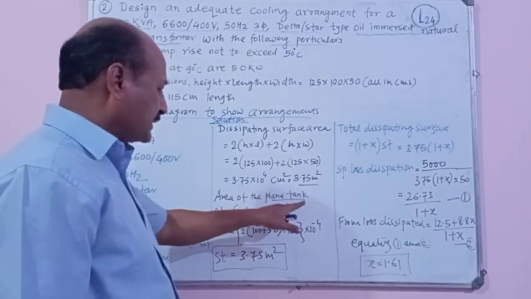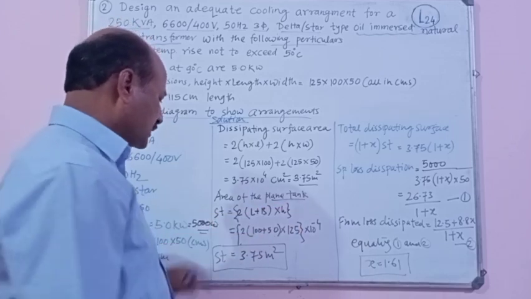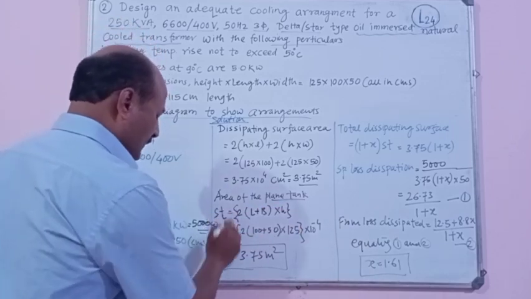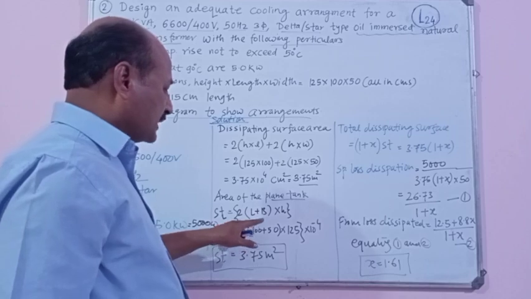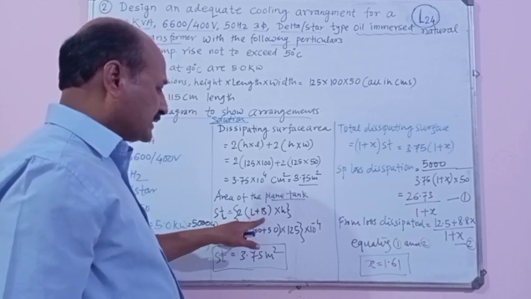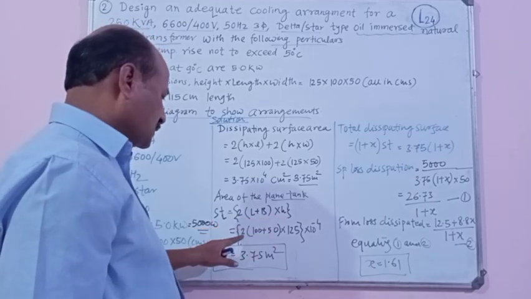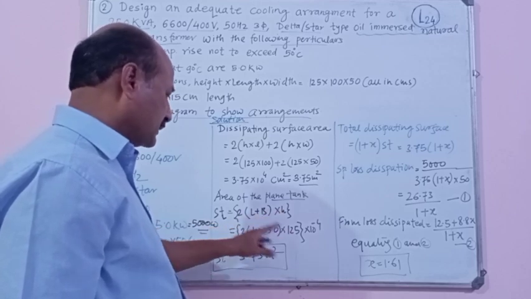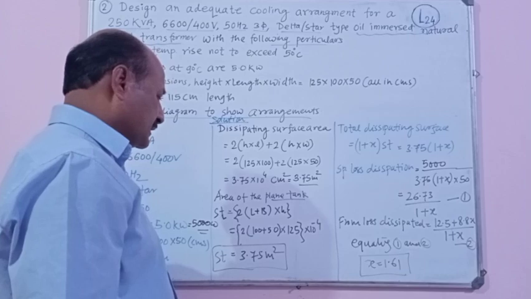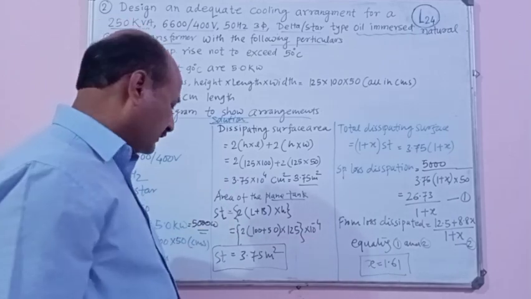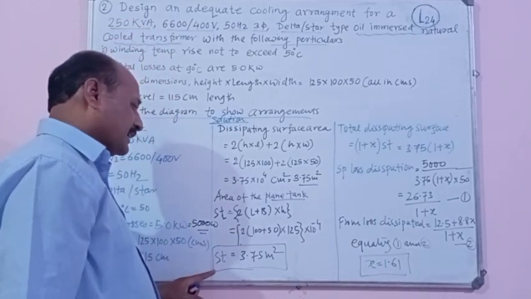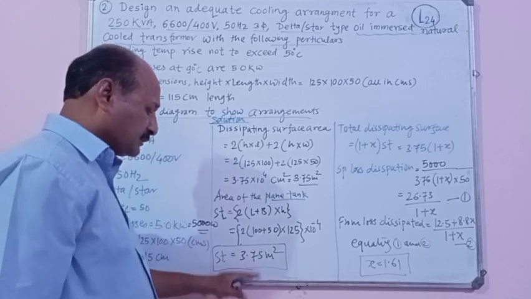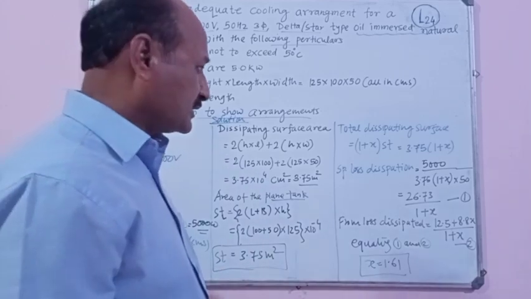Then the area of the plane tank, ST, equals 2(L + B), length plus breadth, multiplied by height. So length is given 100, breadth is given 50, height is given 25. But you will get it in centimeter square. So multiply by 10 to the power 4, you will get the area of the plane tank ST equals 3.75 meters square. What is the next thing?